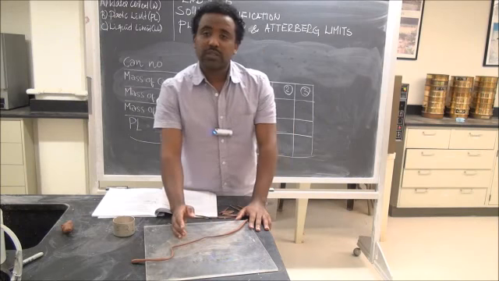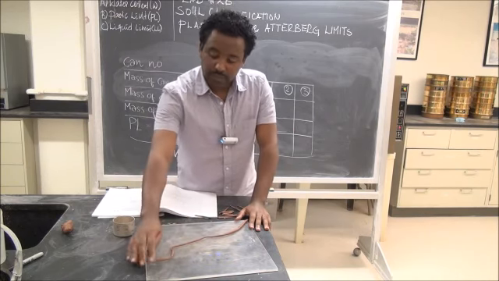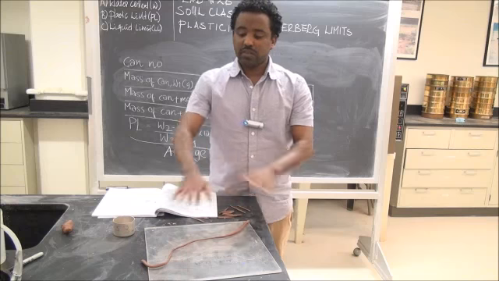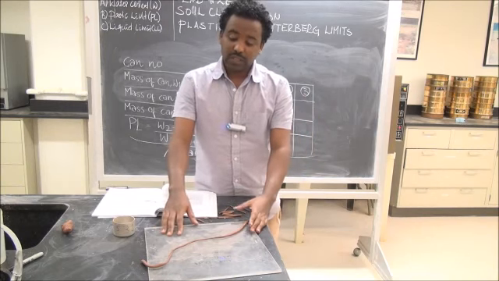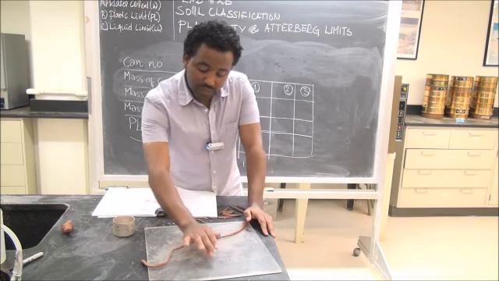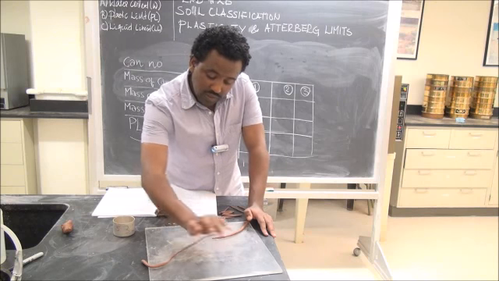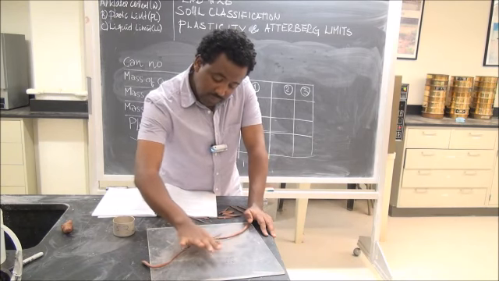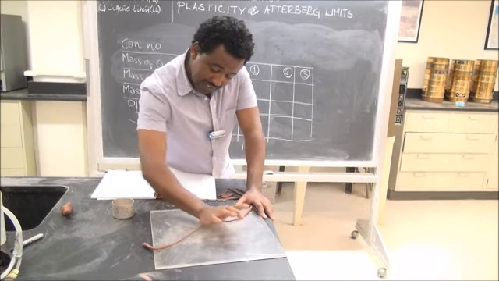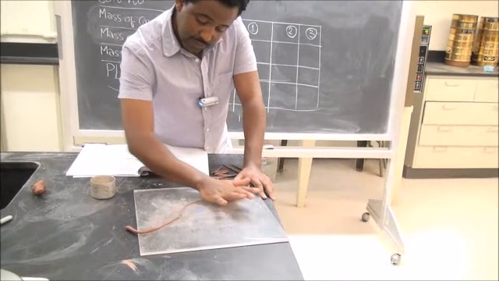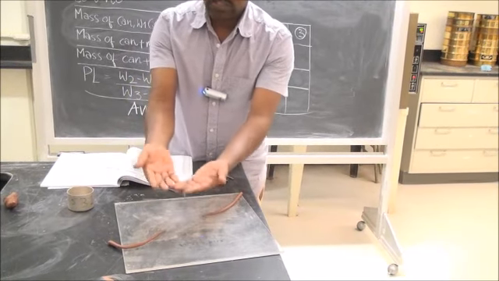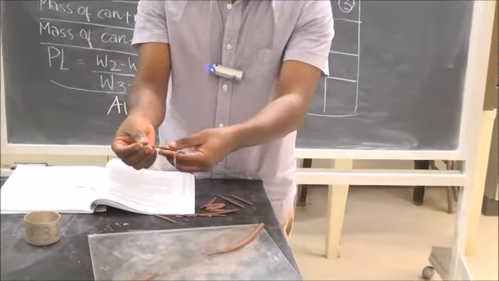If it doesn't crumble at 1/8 of an inch, then you collect it again and place it over the surface, and you have to wait until it gets drier. But if it crumbles around 1/8 of an inch, then as you might see, it gets crumbled, and you keep on doing this to other parts. As you might see, this is almost 1/8 of an inch.